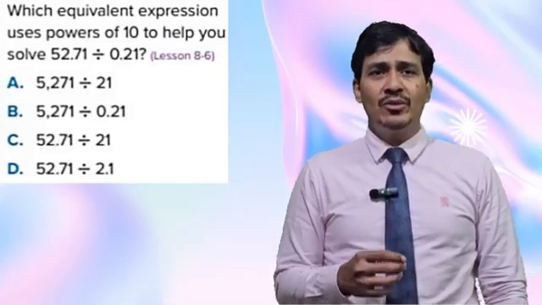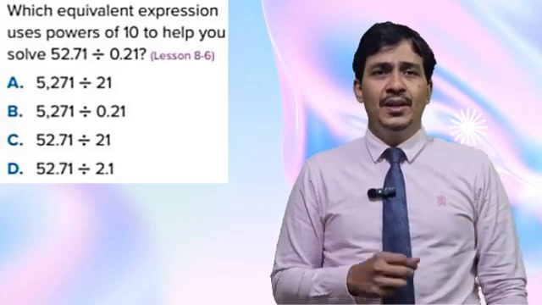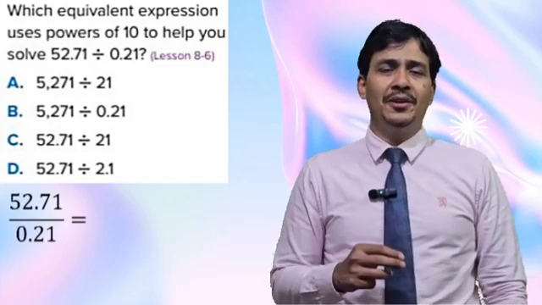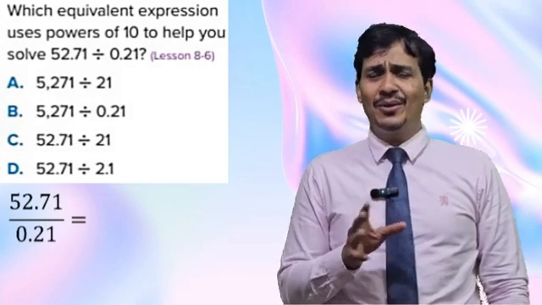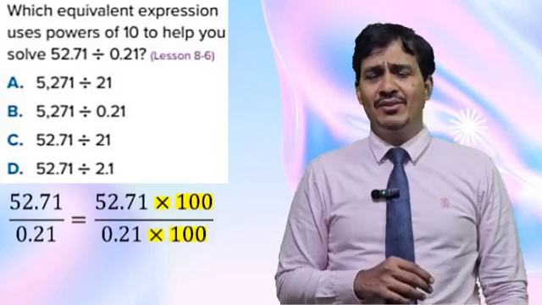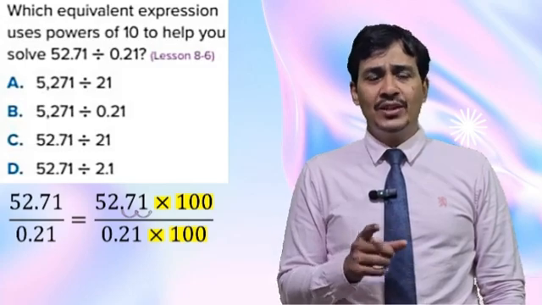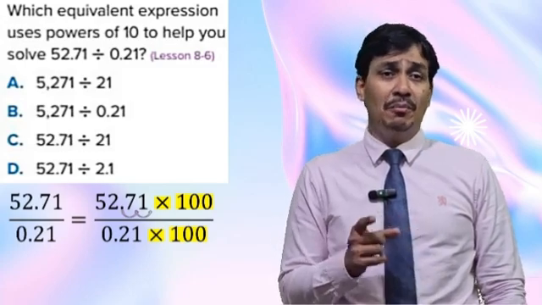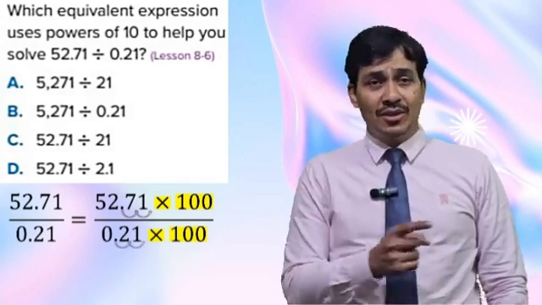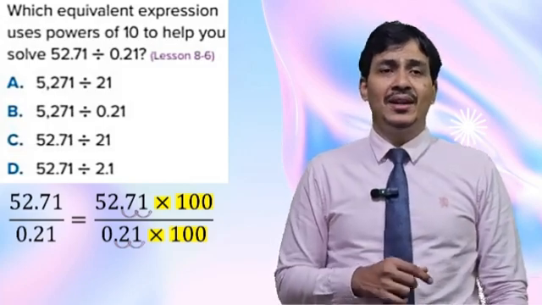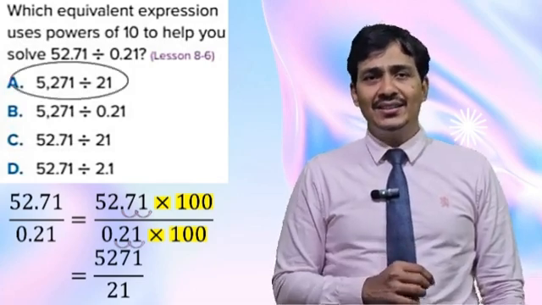Let's see another one. Which equivalent expression uses powers of 10 to help you solve this? 52.71 divided by 0.21. You see, after the decimal there are two digits. I want to get rid of it. I'll multiply by 100 and I'll get 5271. Move the decimal point to the right because you're multiplying by 100. Move it to the right, also move it to the right. When you multiply by 100, you get 5271 over 21. So that's the answer A.